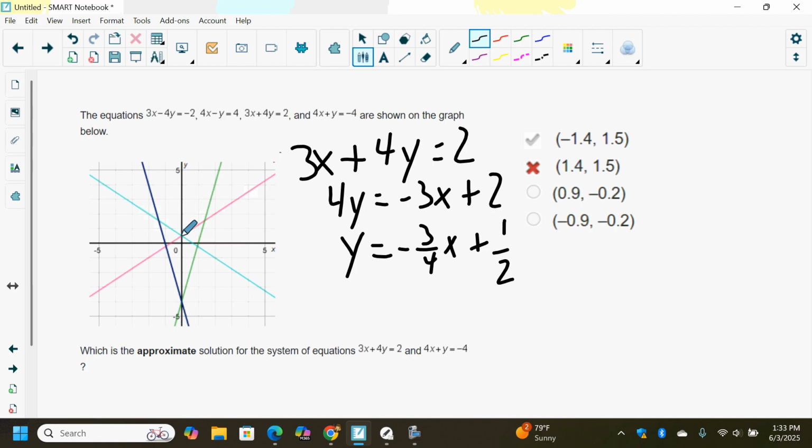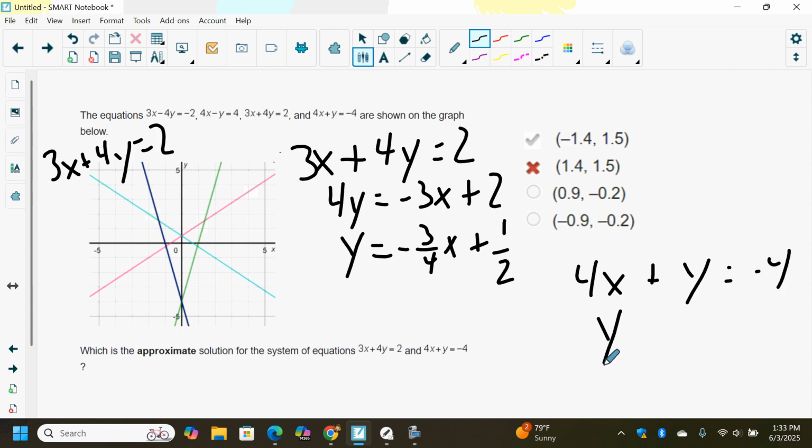And then the slope is negative 3/4. So 1, 1, 2, 3, 1, 2, 3, 4. So it's this light blue line is the 3x plus 4y equals 2. So then the other one is 4x plus y. So this one's an easier way to solve. So 4x plus y equals -4. We just have to subtract 4x, so that y equals -4x minus 4. So -4 is right here. -4, 1, 2, 3, 4 over 1 is this light blue line.